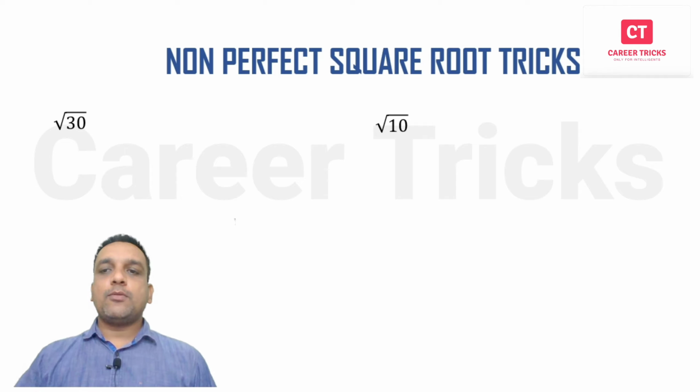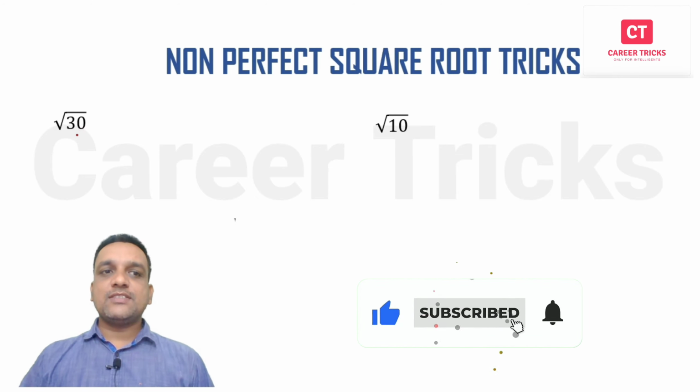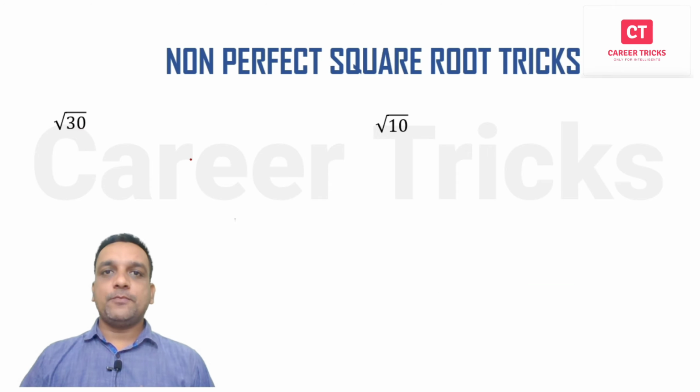First we'll solve the first problem now. Non-perfect square root tricks. In this, we are taking a non-perfect square. This is not a perfect square. Perfect square means what? 1 square is 1, 2 square is 4, 3 square is 9. Like this, if you take a perfect square number, then easily we can write it. 25 square root means you can write it as 5 answer.